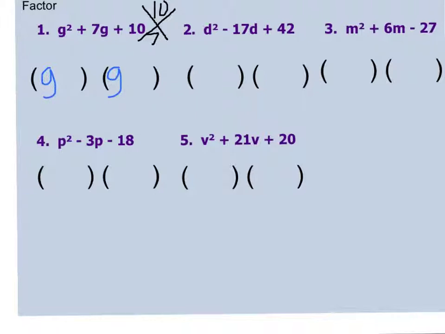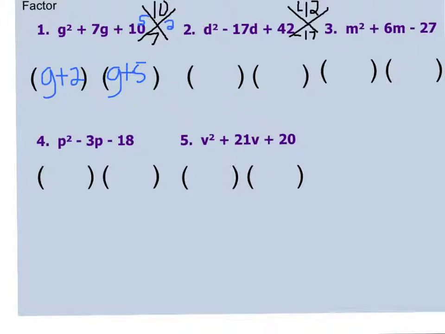Now I'm going to think to myself, well, we already did this one, but 2 times 5 is 10 and 2 plus 5 is 7. And they're both positive because a positive times a positive is positive 10. And if I add positive 5 to positive 2, I get positive 7. This works. Let's try this one.